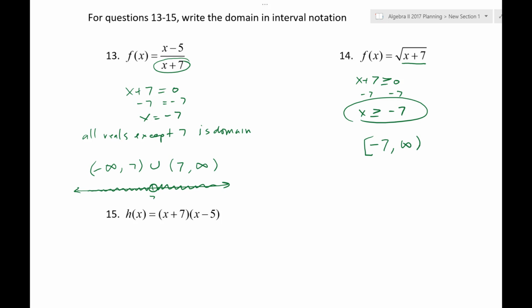15 here, you should now recognize this as a parabola in intercept form. But all we're really concerned with in this question is what's the domain in interval notation. Well, here we're just multiplying two numbers. If we take an input, we're adding 7 or subtracting 5 and then multiplying the numbers. There are no illegal operations that can result from that. And so our domain here is going to simply be all real numbers. And in interval notation, that means we go from negative infinity all the way to positive infinity. And again, infinity is always enclosed in rounded brackets for interval notation.